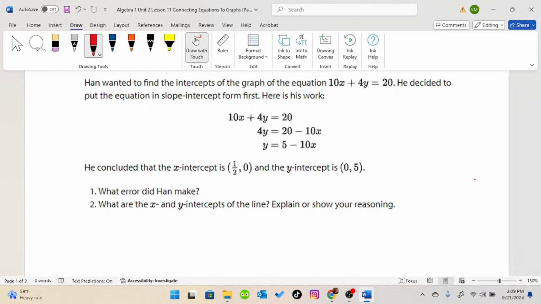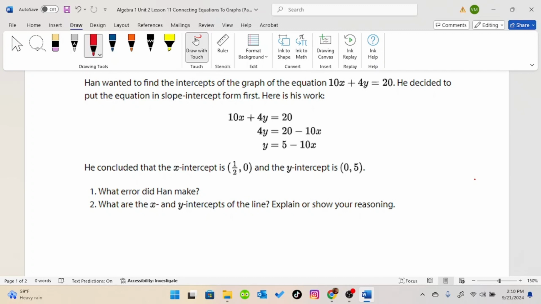Our next practice problem says, Han wanted to find the intercepts of the graph of the equation 10x plus 4y equals 20. He decided to put the equation in slope-intercept form first. Here is his work. 10x plus 4y equals 20. 4y equals 20 minus 10x. Y equals 5 minus 10x. He concluded that the x-intercept is (1/2, 0), and the y-intercept is (0, 5). What error did Han make?